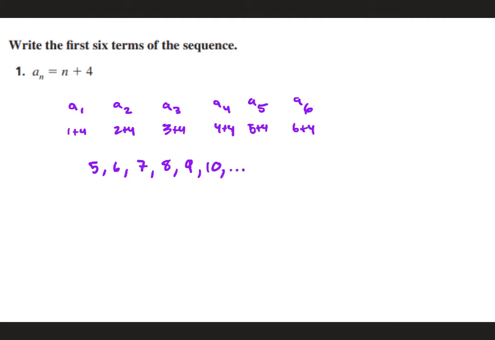...because we assume that it's going to continue going on from here. So these are the first 6 terms of our sequence, 5, 6, 7, 8, 9, 10, in that order. And we got it by taking the term number and adding 4 to it. Term number, adding 4, term number, adding 4. And that's this explicitly defined sequence form right there.